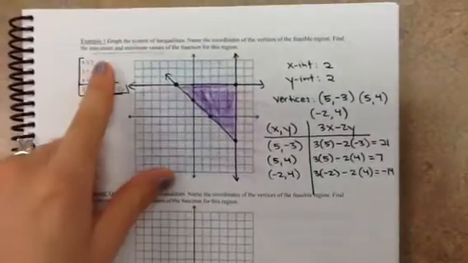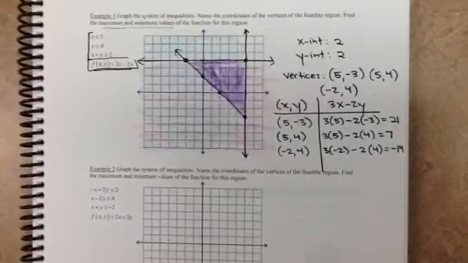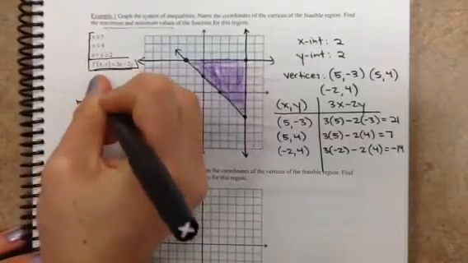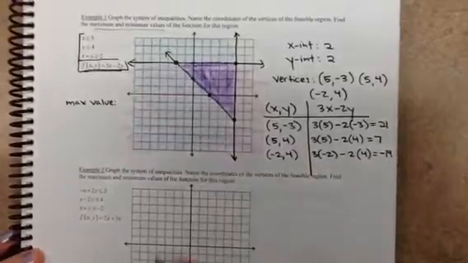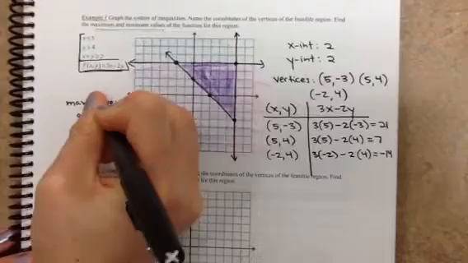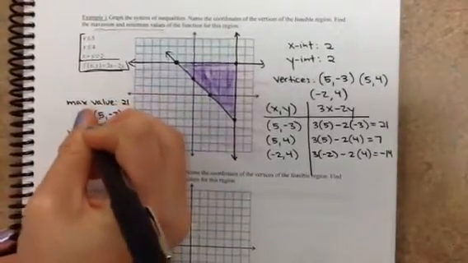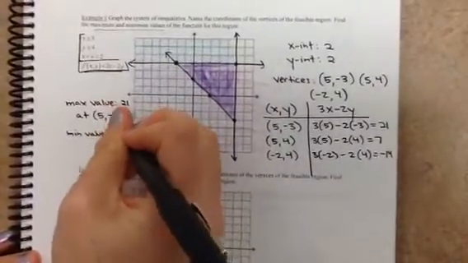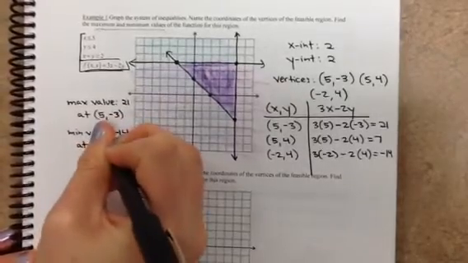Finally, what I'm doing is I want the maximum value and the minimum value. Okay, so here's how we are going to write that. So you're going to say maximum value, and we just look at this table. The largest value we found was 21. The max value is 21 at 5, -3. The minimum value, the smallest we have here was -14. -14, and that happened at -2, 4.